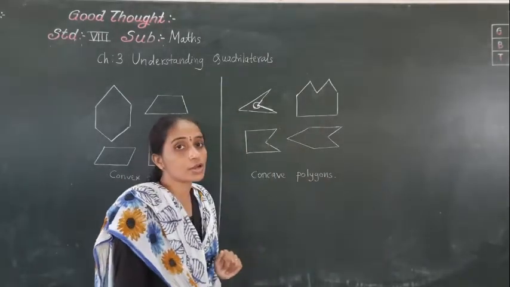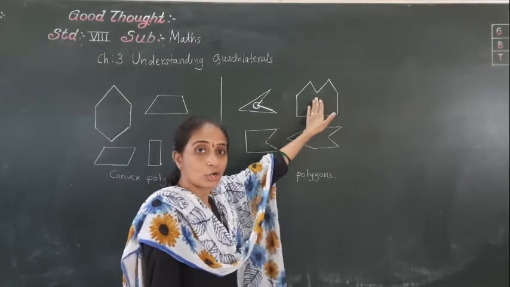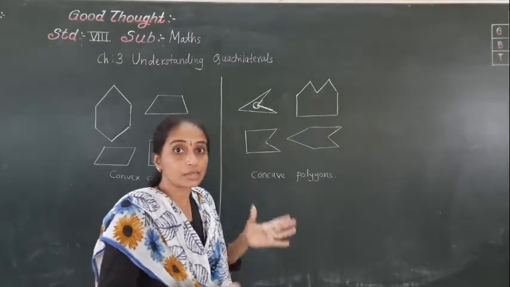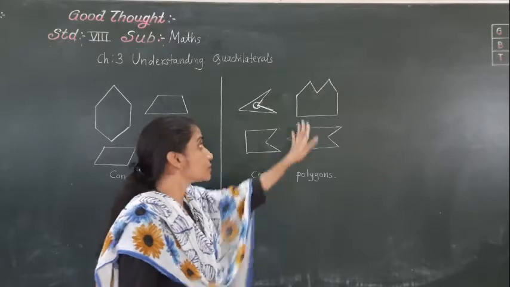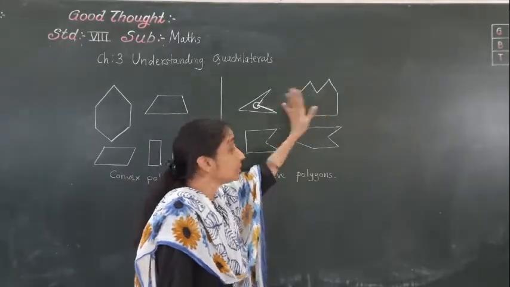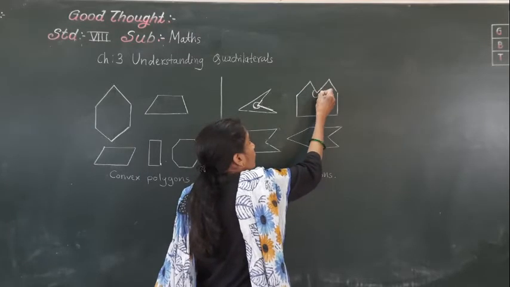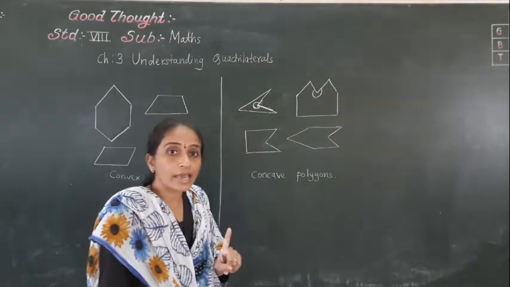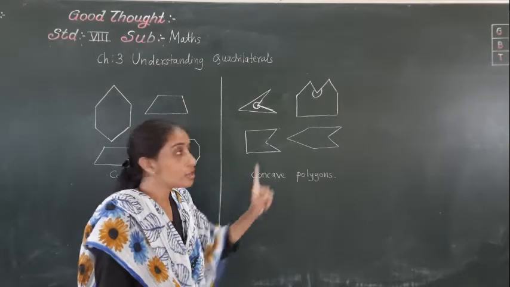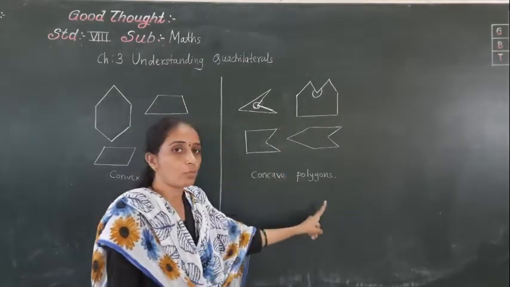Now, in this polygon, a polygon is a figure which is made up of line segments and closed figures. So, these all are polygons. In this figure, if you see, this angle is more than 180 degrees. So, this figure is also a concave polygon.